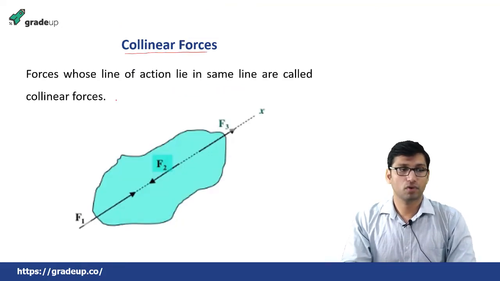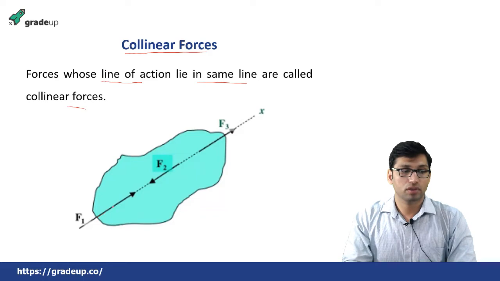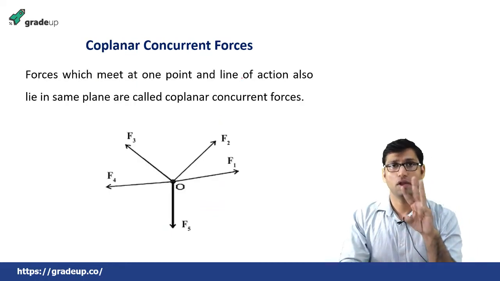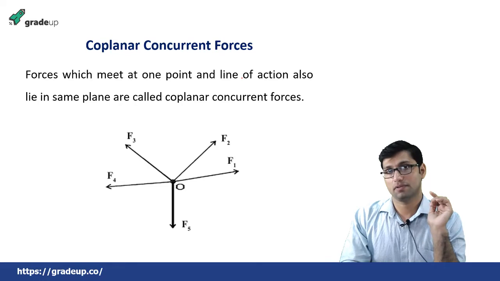Next is collinear forces. All the forces whose line of action lie in the same line are called collinear forces. So if the forces are acting on a body and these forces are acting on the same line, those forces are called collinear forces. Now these were some main classifications of the system of forces.